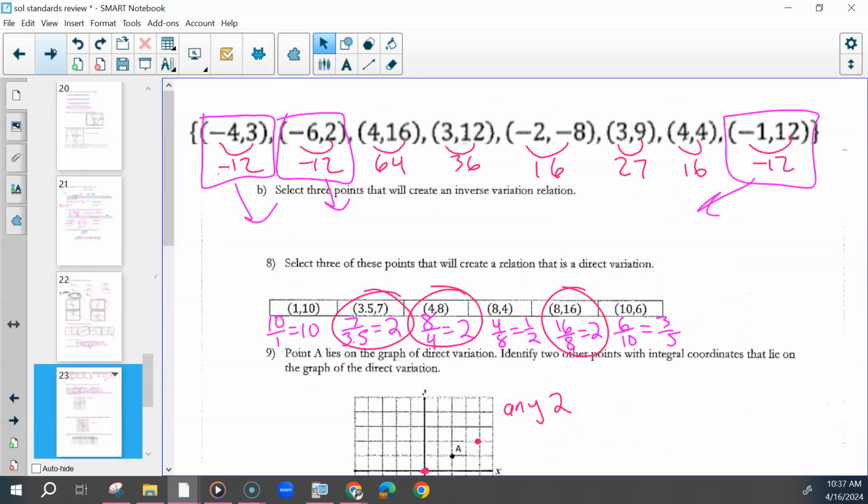Right. On the next page, 7b, you don't have to rewrite these ordered pairs, but it was talking about these ones. Which one will create an inverse? You're looking for if you multiply the x and y, you get the same thing, or if you were to graph them, they start to make that hyperbola, that curve, which would be -4,3, -6,2, and -1,12.